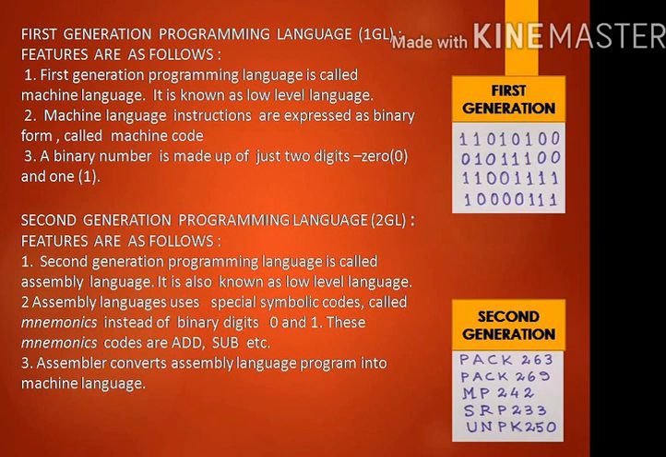Second generation programming language features are as follows. Number 1. Second generation programming language is called assembly language. It is also known as low-level language. Number 2. Assembly language uses special symbolic codes called mnemonics instead of binary digits 0 and 1. These mnemonic codes are add, sub, etc. Number 3. Assembler converts assembly language program into machine language.